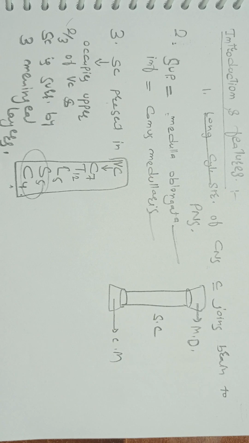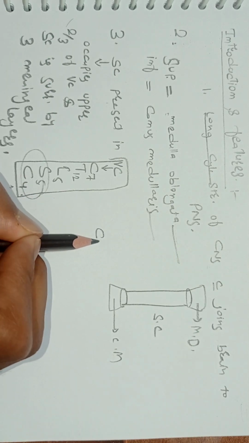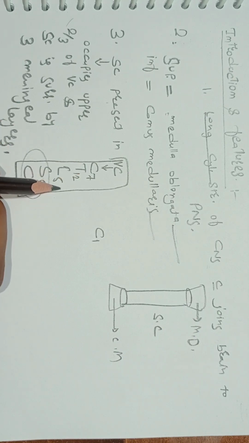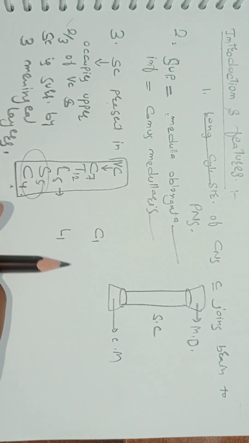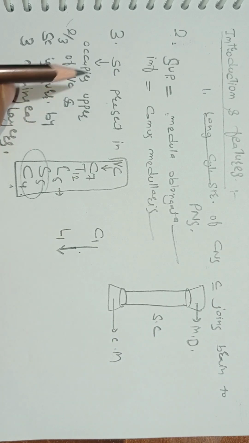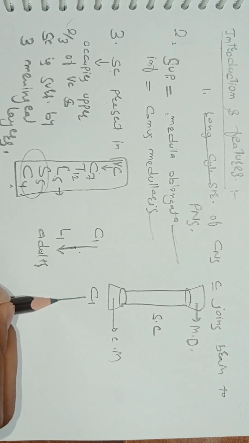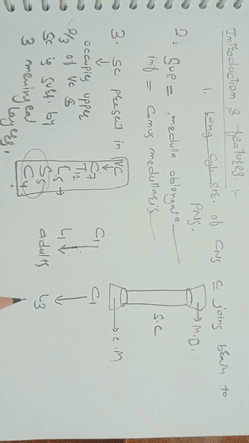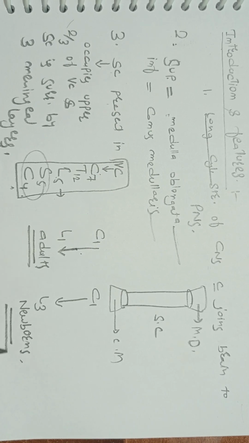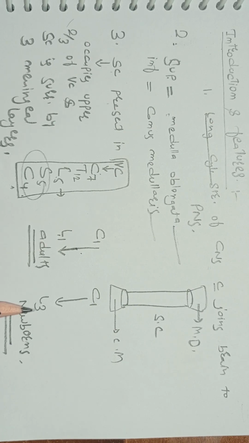Now we will talk about the extent of the spinal cord. This spinal cord extends from C1, the first cervical vertebra, to the lower border of L1 vertebra. So this spinal cord extends from C1 to L1 in adults. In newborns, it extends from C1 to the upper border of L3 vertebra. So this is the extent of spinal cord in adults and the extent of spinal cord in newborns. So it's a question: spinal cord ends at the level of L1 in adults and at the level of L3 in newborns.